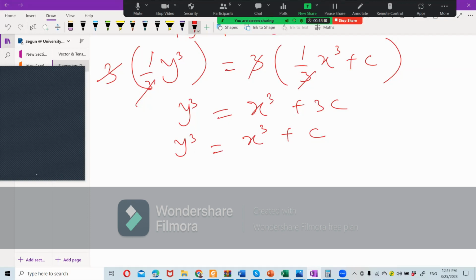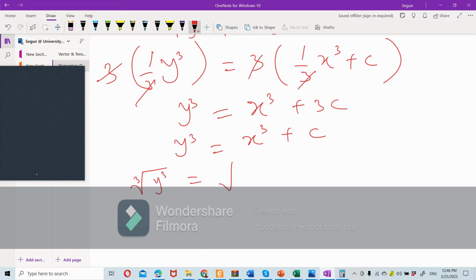If I use the cube root now, it's going to be the cube root of y cubed equals the cube root of x cubed plus C. If I find the cube root of this one, we cancel this. So I have y equals the cube root of x cubed plus C. That is the general solution.